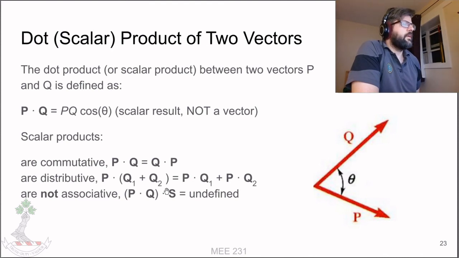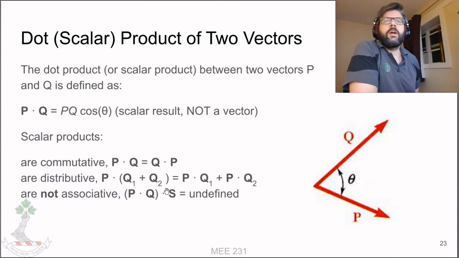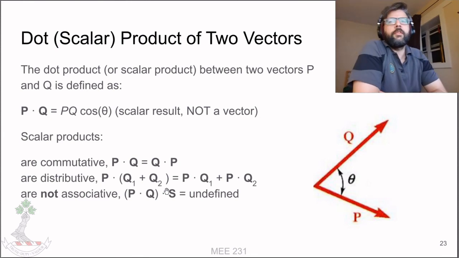Unlike the cross product, they are commutative. The order doesn't matter, because we're not ending up, like we did with the cross product, with the final result being a vector in a particular direction. They're still distributive.